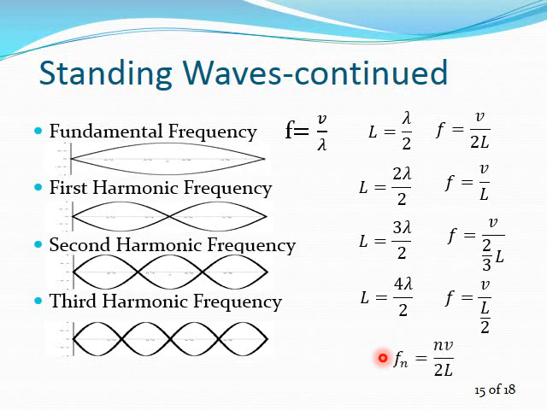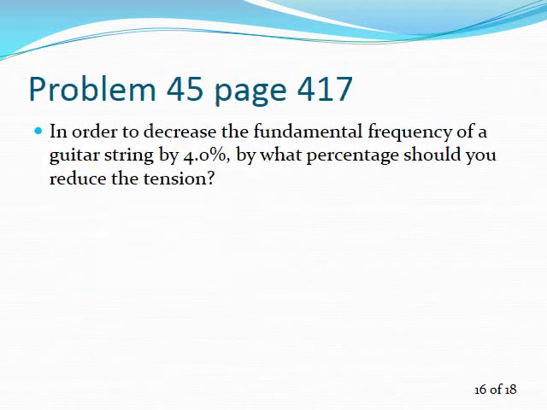So if you want to find the frequency for different harmonics, you get this formula: N is the number of half wavelengths that show up, or the number of antinodes that show up in the standing wave, and you multiply that times V and divide by 2L, or twice the length of the string. And that is standing waves.